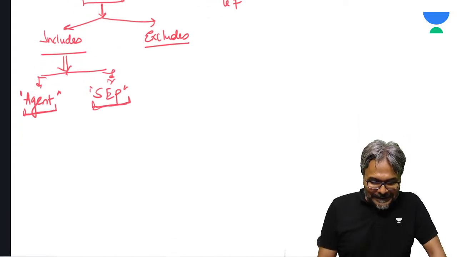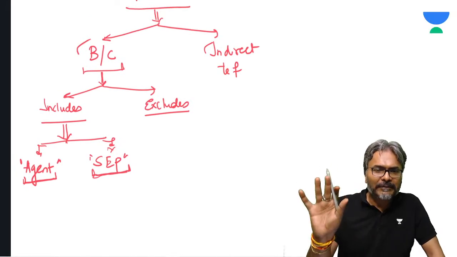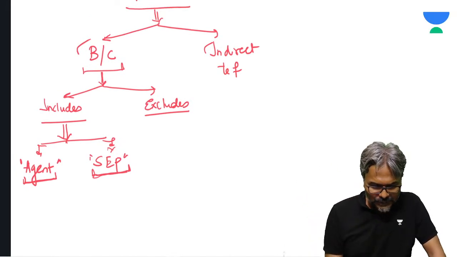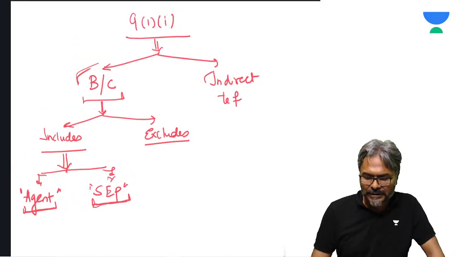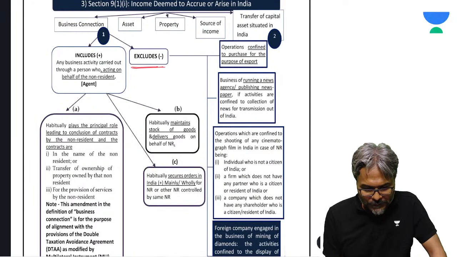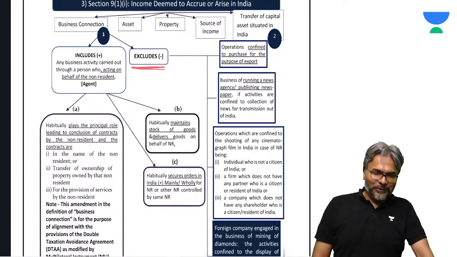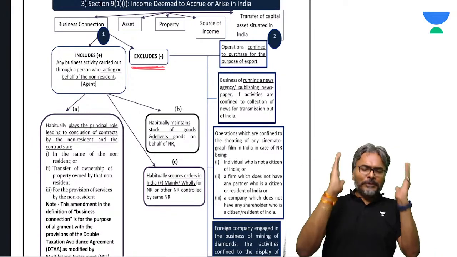So students, the agent, what kind of an activity? Are you all clear with this one? If you all are clear, students, let's try to finish off business connection in the next 5 minutes quickly. So business connection, students, excludes. Deepak, what does it exclude, students?